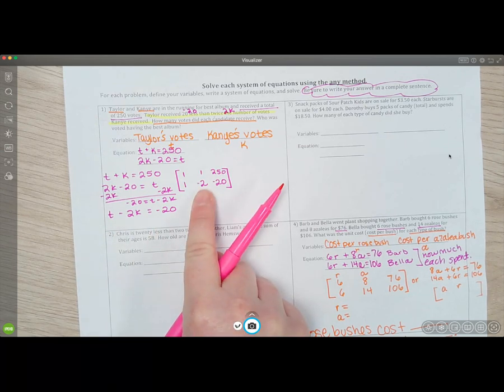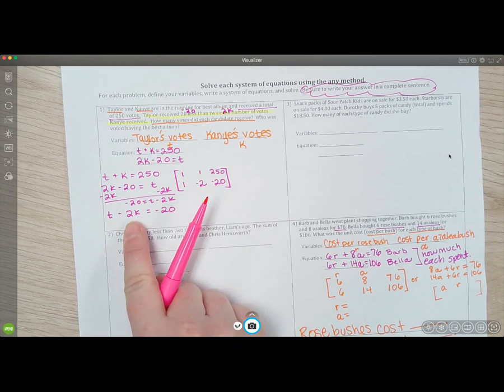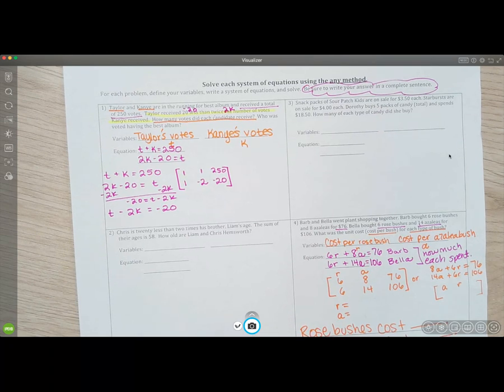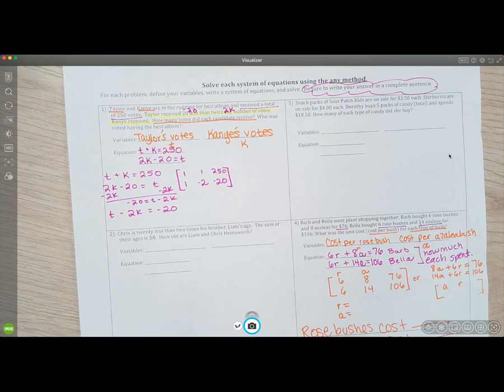Right there? Yep, because it was negative 2K. You see? Yeah, you didn't do the RREF at the beginning. If that's what you find.